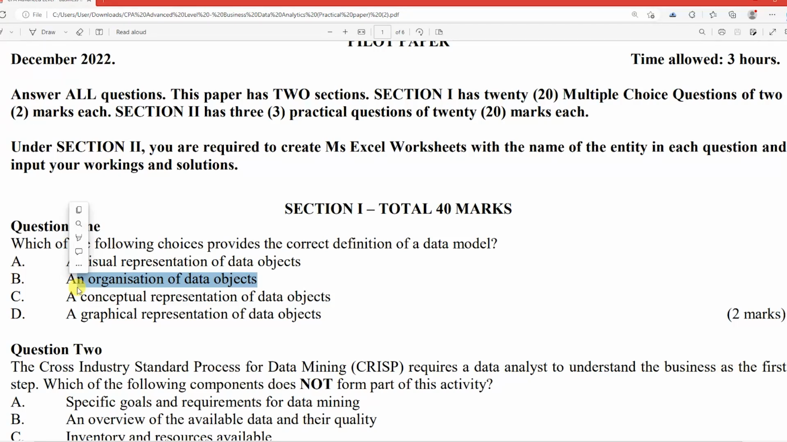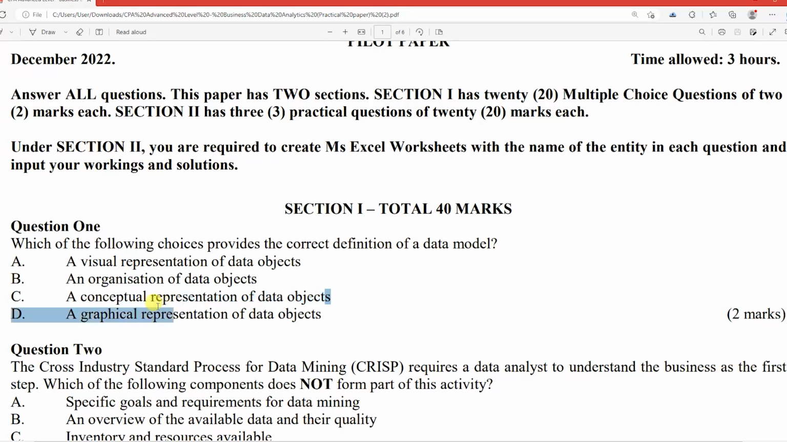And therefore, while organizing data objects is an important aspect of data modeling, it does not provide a complete definition of a data model.